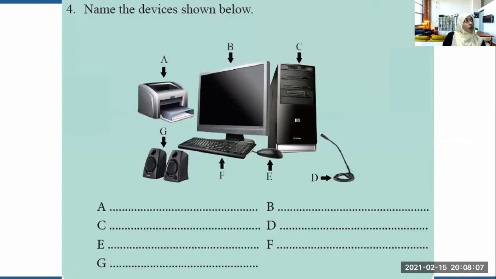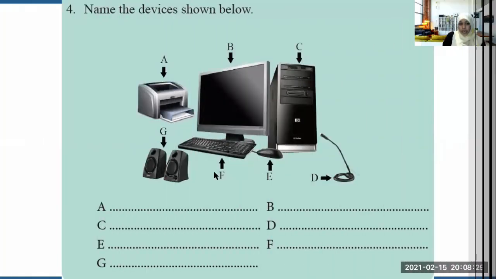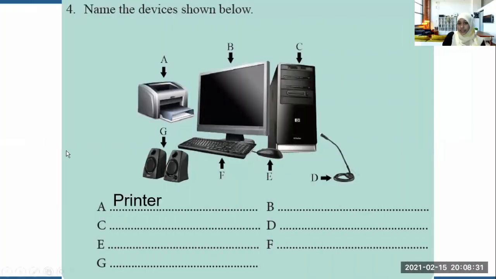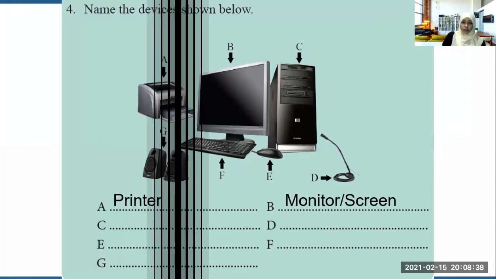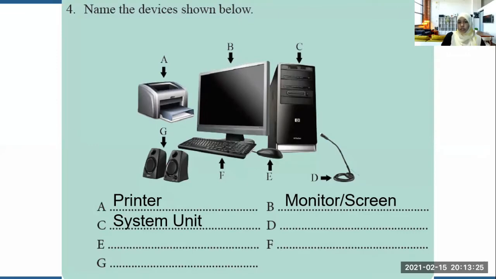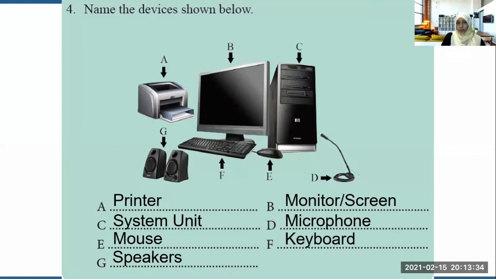Name the devices shown below. There are some devices. We learned these devices and I also told you to draw them. A is a printer, B is a monitor or screen, C is the system unit or SU, D is a microphone, E is a mouse, F is a keyboard, G is speakers.